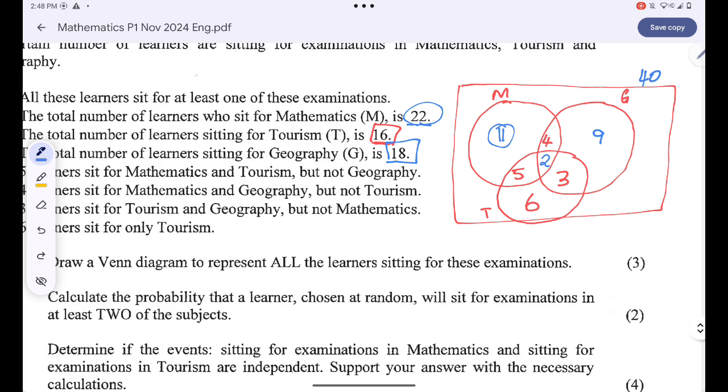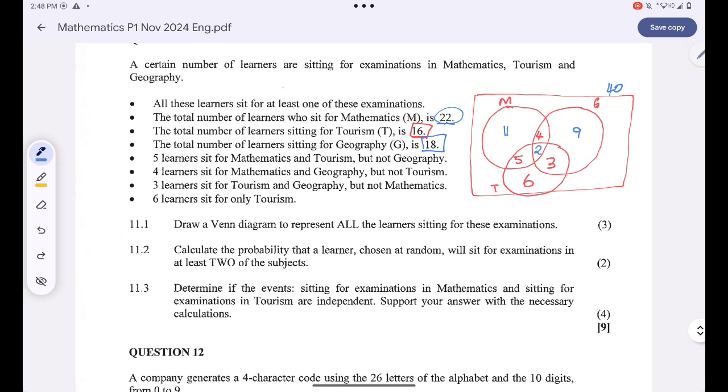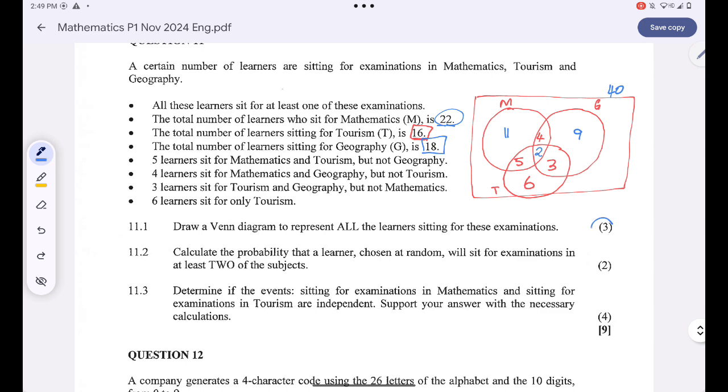There are 11 learners who are taking maths only, 9 learners who are taking geography only, and yes, we were told that we only have 6 learners who are sitting for tourism exam only. Okay, this is our Venn diagram, guys. Ne? So by just drawing this, you will get your full 3 marks.